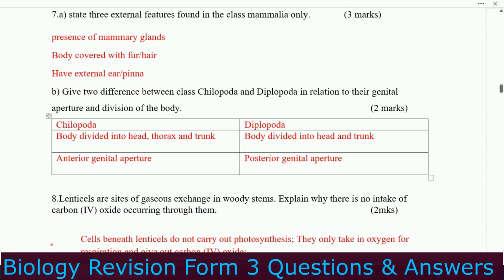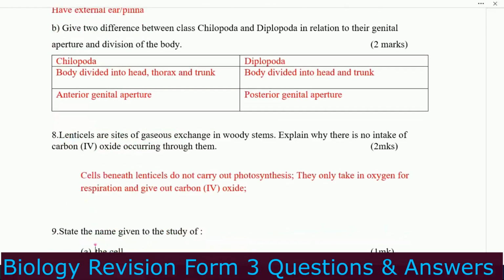Number 7B, you're told to give 2 differences between class Chilopoda and Diplopoda in relation to their genital aperture and division of the body. Chilopoda on one side, Diplopoda on the other side. Chilopoda body is divided into head, thorax, and trunk. Diplopoda body is divided into head and trunk. Number 2, anterior genital aperture. The other one, posterior genital aperture.